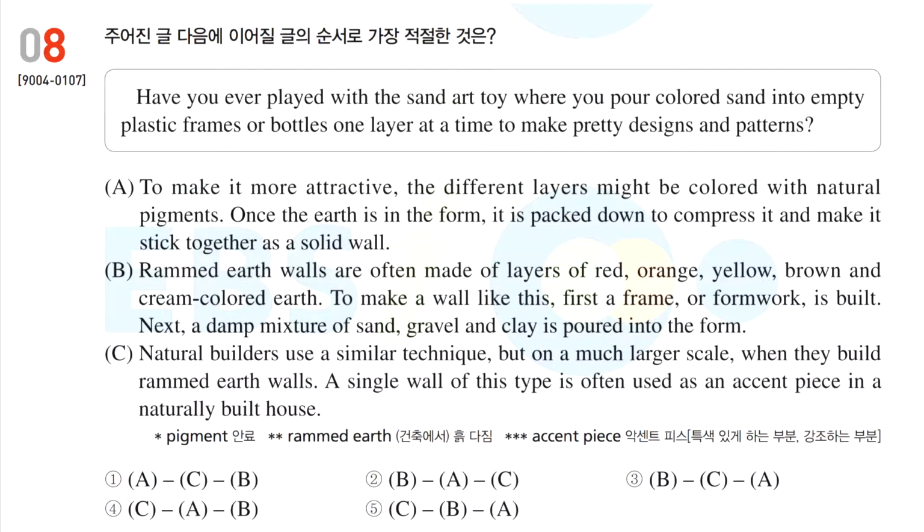Exercise 8. Have you ever played with the sand art toy where you pour colored sand into empty plastic frames or bottles, one layer at a time, to make pretty designs and patterns? Natural builders use a similar technique, but on a much larger scale when they build rammed earth walls. A single wall of this type is often used as an accent piece in a naturally built house. Rammed earth walls are often made of layers of red, orange, yellow, brown, and cream-colored earth.